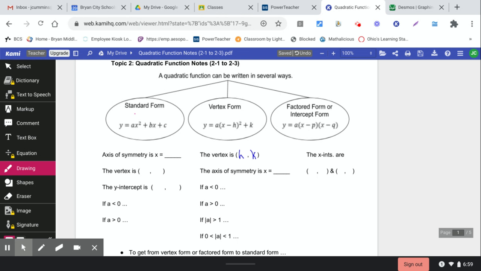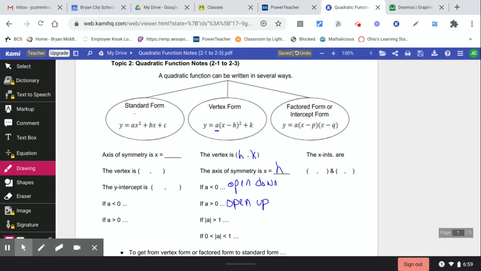The axis of symmetry always runs through the vertex. So x equals h is the axis of symmetry. We know if a, that first number out in front, is less than 0, if it's negative, our parabola is going to open down. And if a is positive, our parabola is going to open up.